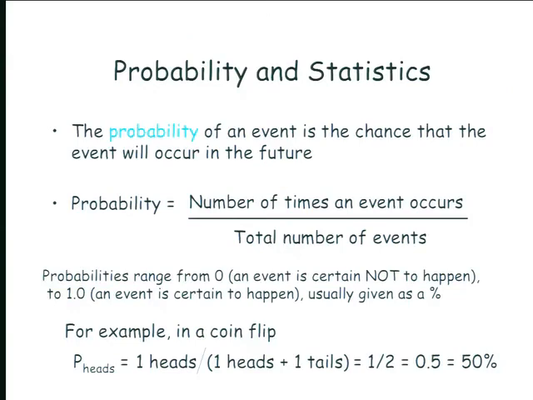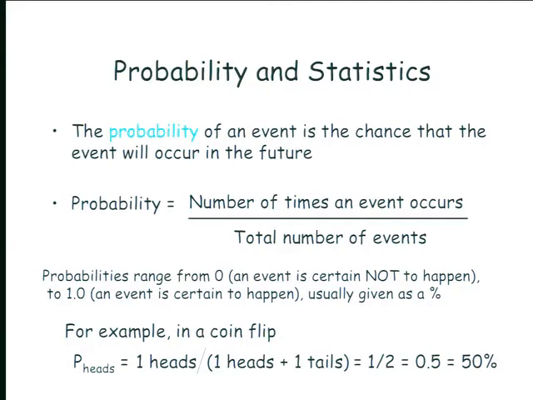So I want to spend a little bit of time going back and talking about probability. We've already looked at different ratios of events in terms of alleles and how they're incorporated into F1 and F2 generations. But I want to spend a little bit more time on probability because it's a very powerful application for genetics. And just to remind you, the definition of the probability of an event is the chance that the event is going to occur in the future.